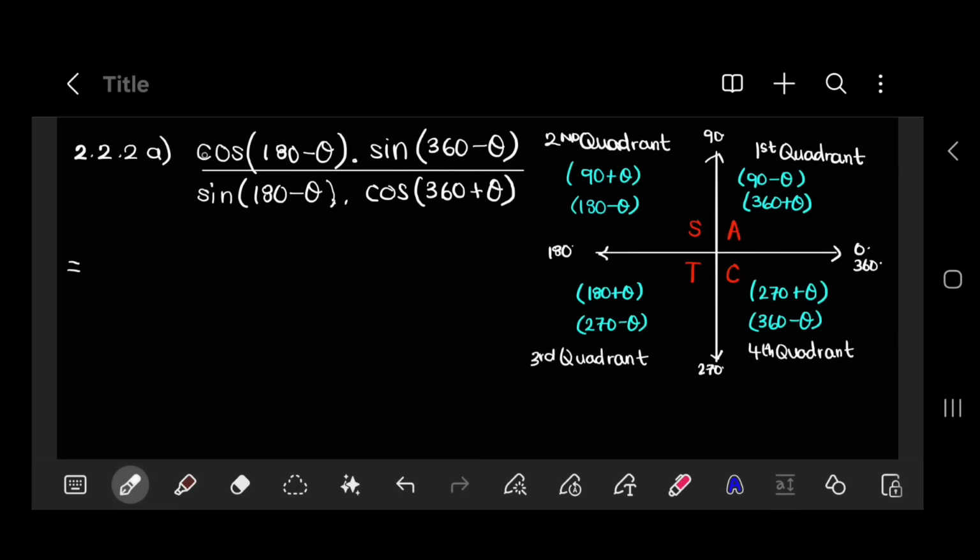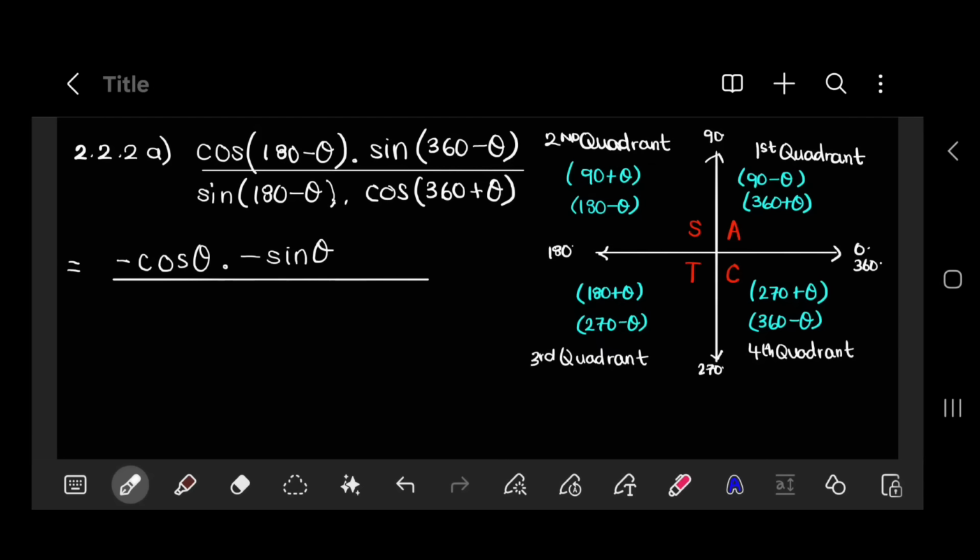The first part we have is cos of 180 minus theta. We're going to ask ourselves, in what quadrant does that lie? 180 minus theta lies in the second quadrant. The next question you're going to ask yourself is, is cos positive or negative in that quadrant? In the second quadrant, only sine is positive. So that reduces to negative cos theta. Next, we have sine of 360 minus theta. 360 minus is in the fourth quadrant where only cos is positive, so that reduces to negative sine theta.